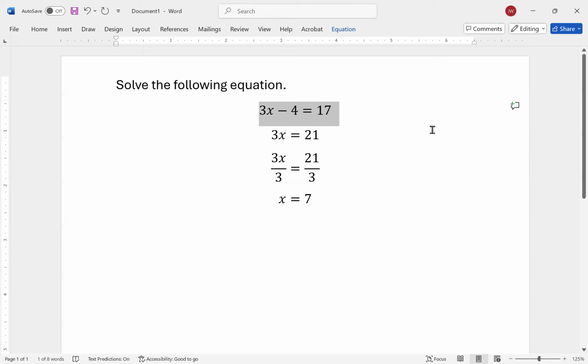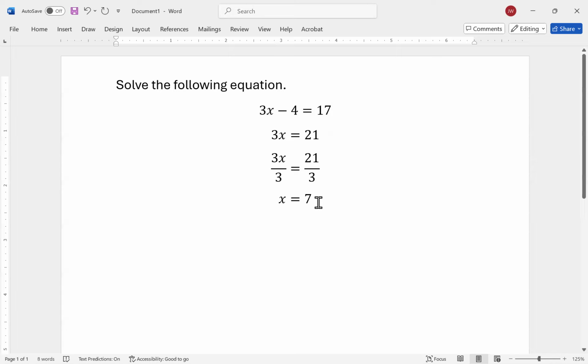By the way, that is going to be the only solution that exists, because in general, most of the time in linear equations, we get one solution. We can get all real numbers or no solutions either, but most of the time in this class, we'll get one unique solution, like x equals 7.